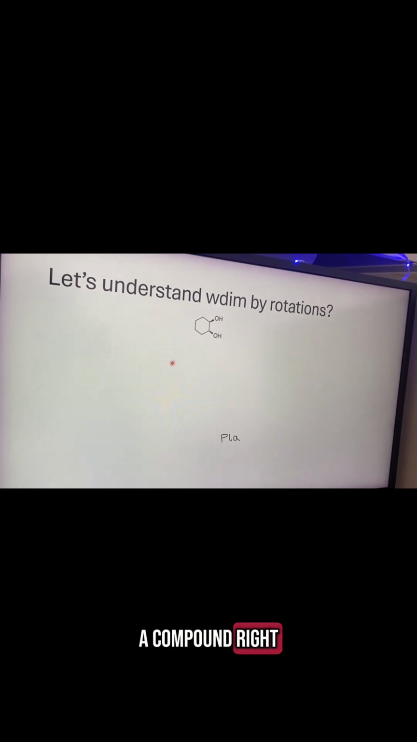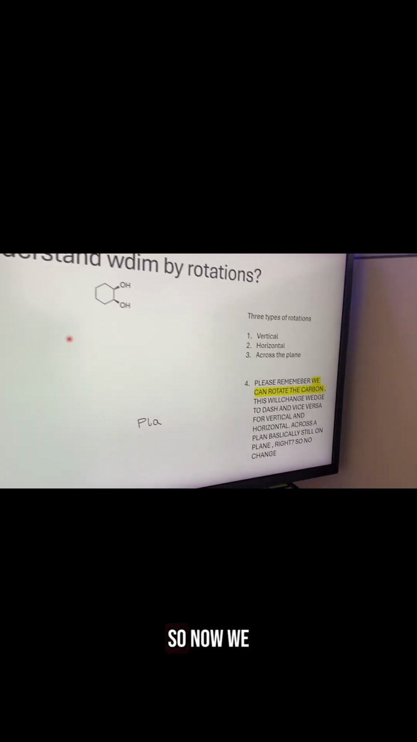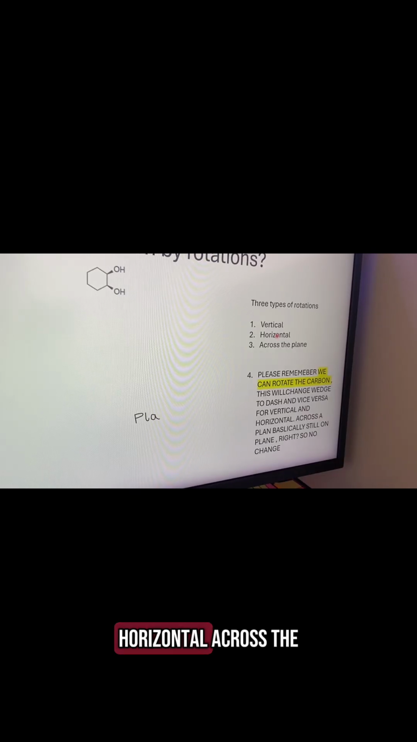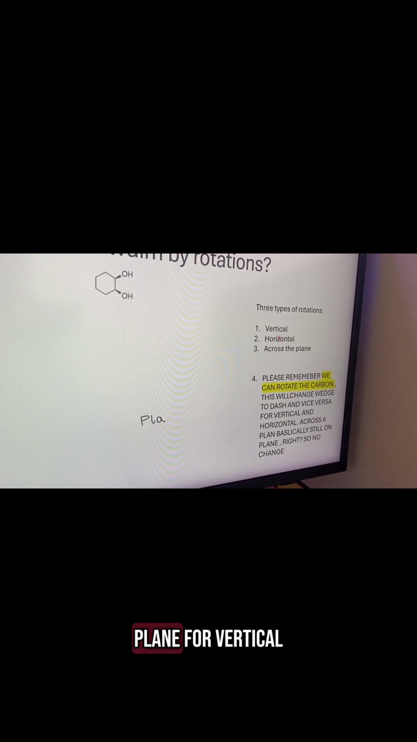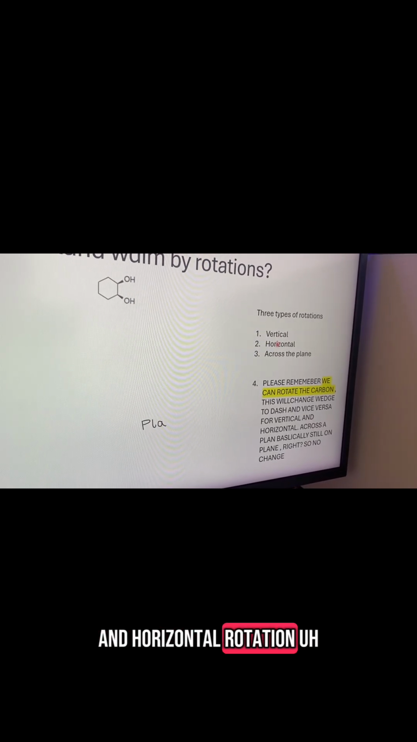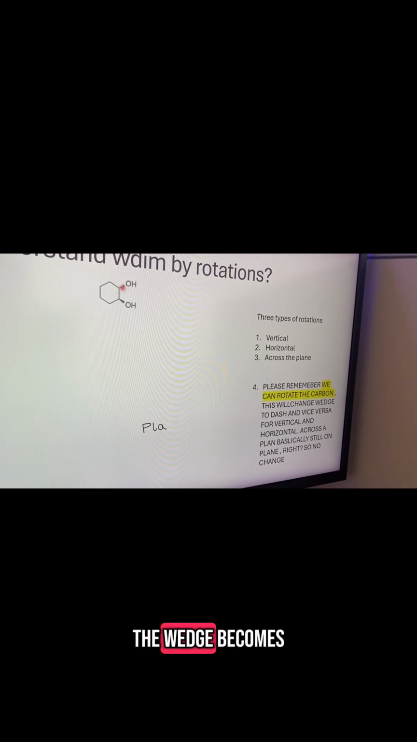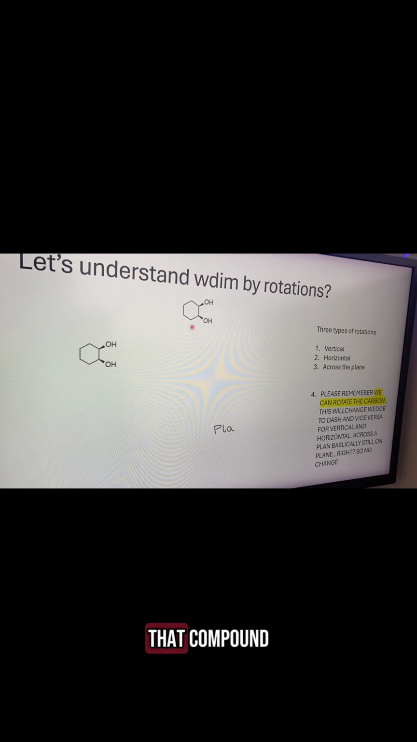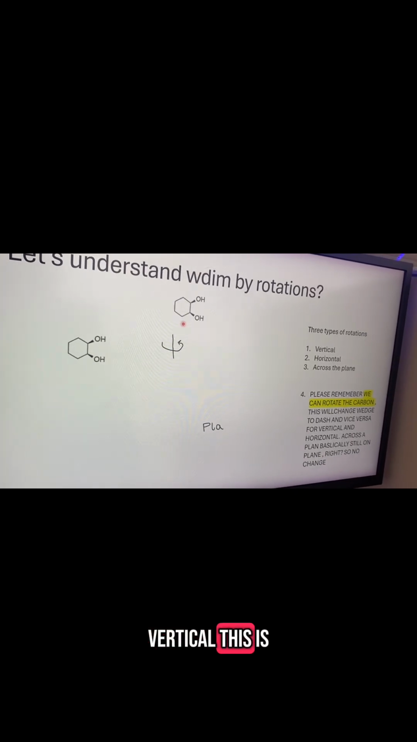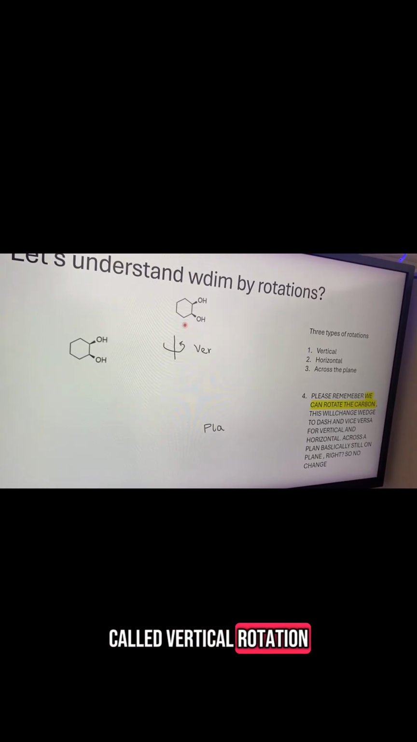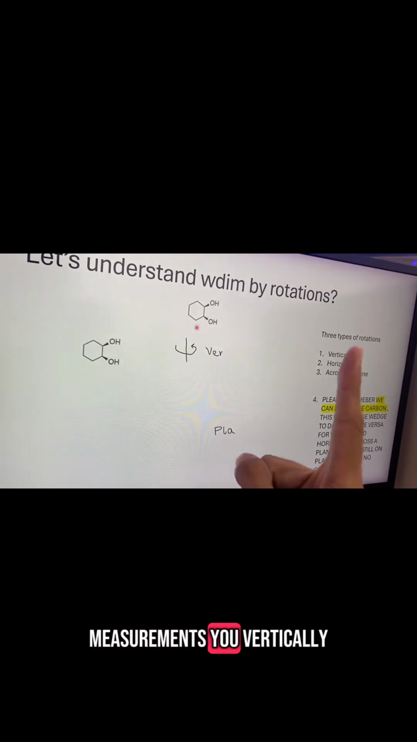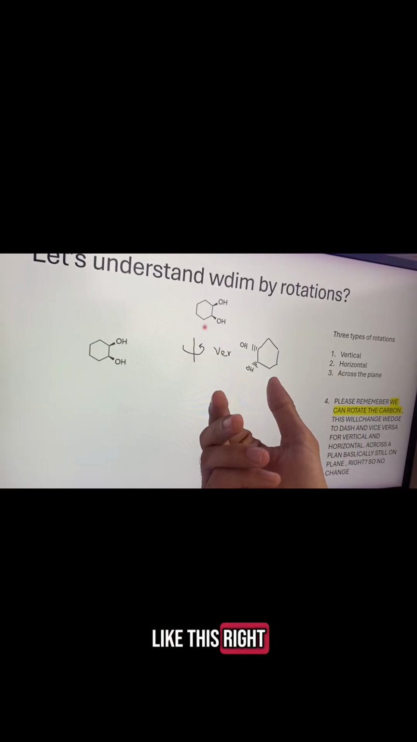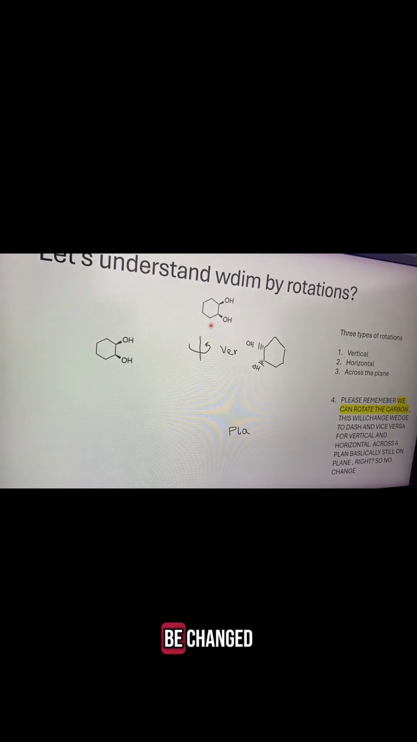So this is a compound, right? Now we can have three different kinds of rotations: vertical, horizontal, and across the plane. For vertical and horizontal rotation, the wedge becomes dash and dash becomes wedge. Now what do I mean by that? This is called vertical rotation. Like in a vertical mirror image, you vertically rotate it. So when you vertically rotate it, it will be like this, right? Now both of these signs will be changed.